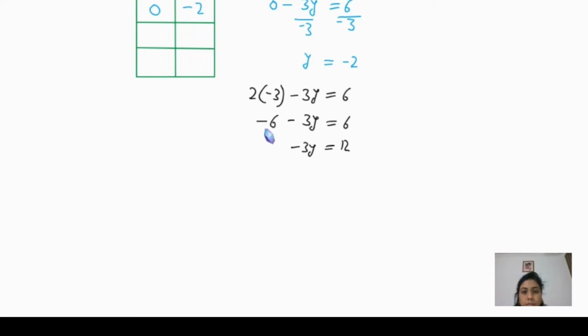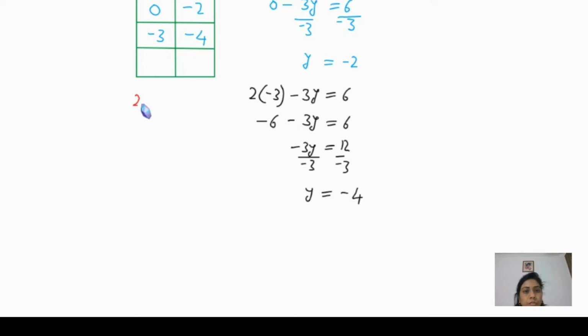And here, minus 6 plus 6 will be 0. Now divide both sides by negative 3. So the y value is 12 divided by 3, which is 4, and it is negative. Okay. So when we put minus 3, we get minus 4.